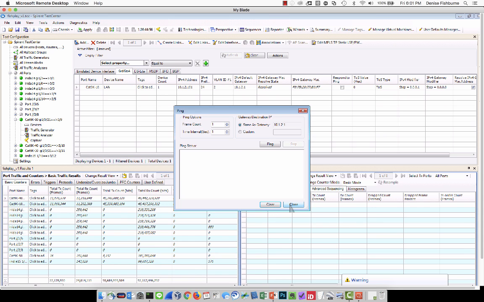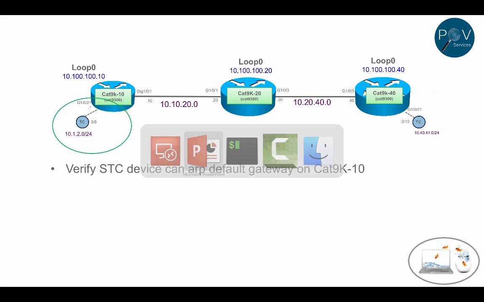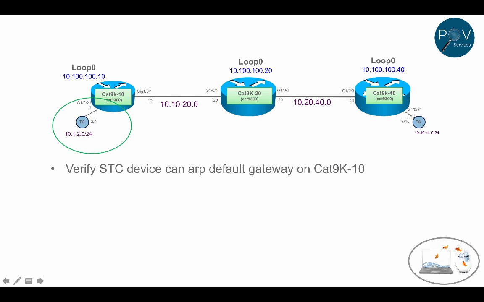So what are we going to go ahead and do next? Well, again, we verified that 10.1.2.101, which is the device that I created before this, is accessible and can ARP its default gateway. You also notice that I had a VLAN in it. So once you already have a traffic generator device, it's very easy to copy and paste.